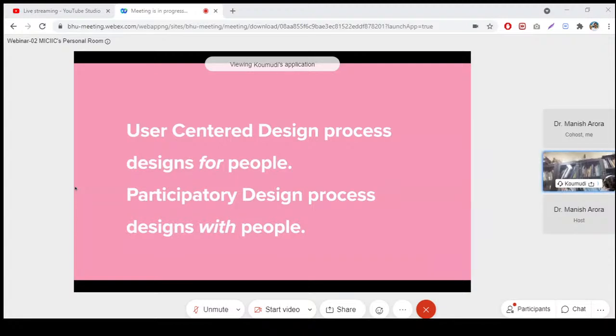User-centered design process designs for people. Participatory design process designs with people. So, what is the difference between user-centered and participatory design? The user-centric design is passive. That is, the user evaluates and gives feedback on the solutions proposed by the designer. The user does not have stakes in what the product should be.